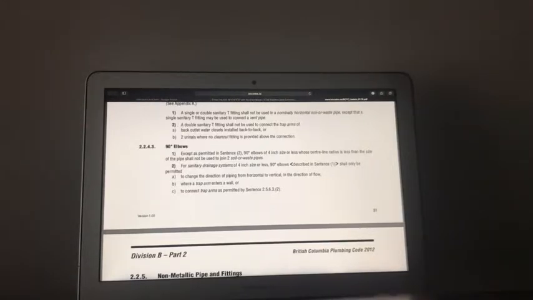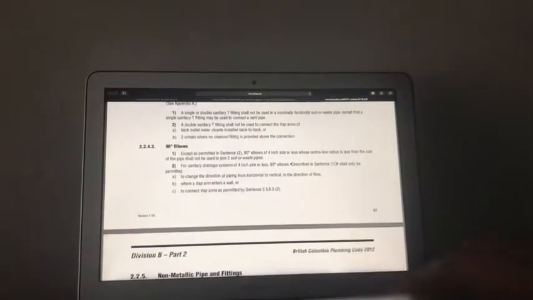A double sanitary T-fitting shall not be used to connect the trap arms of backwater outlet water closets installed back to back. I haven't been in that situation yet in my years of plumbing here, or 2 urinals where no cleanout fitting is provided above the connection. So for this double sanitary tee, pretend this is a double sanitary tee for a sec.